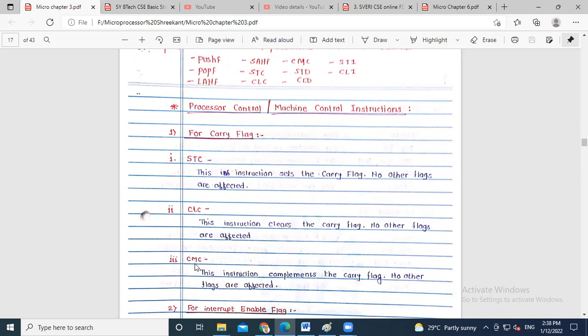And the third one next is CMC. CMC means what? This instruction complements the carry flag. Complements means reverse: either zero is transferred to one, or one is converted into zero. So this instruction complements the carry flag and no other flags are affected.